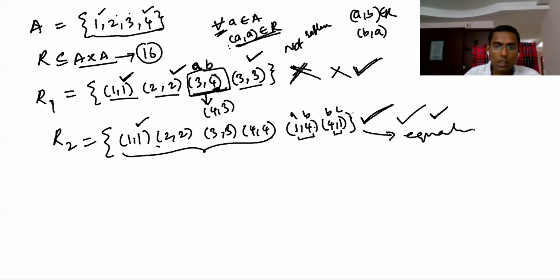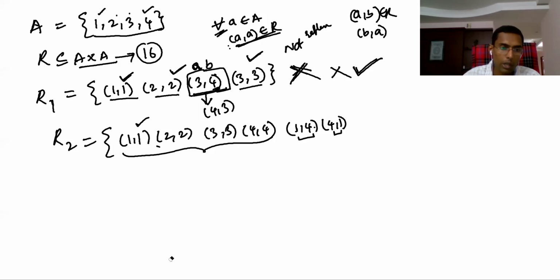Now in this set, if I add one more element, what is that one more element I am adding? 3 comma 4, I am adding 3 comma 4. If I add 3 comma 4, is it reflexive? Yes. Is it symmetric? No. 3 comma 4 means 4 comma 3 should be there, that's not there, therefore it's not symmetric. Whether it is transitive or not, you have to check like this.